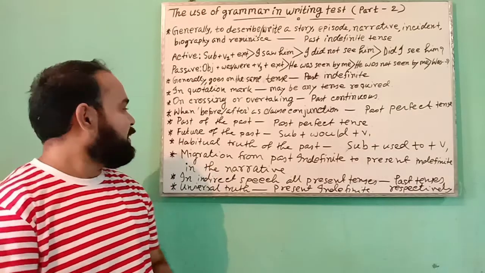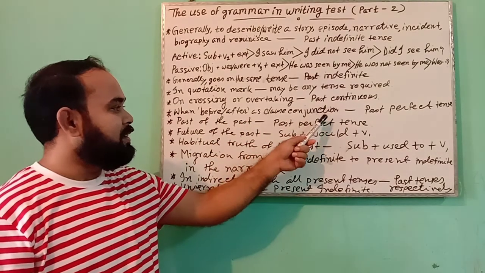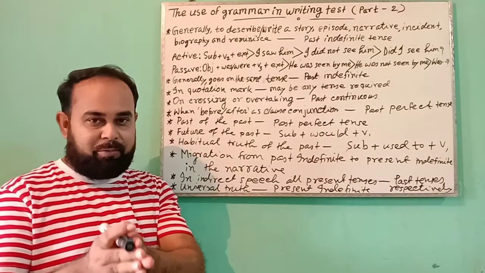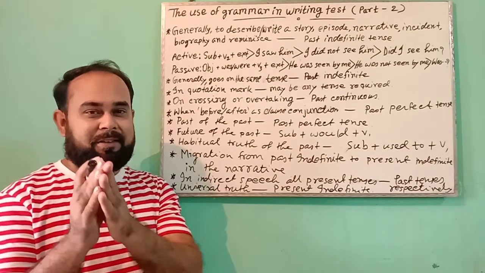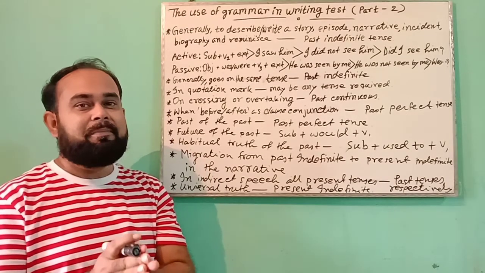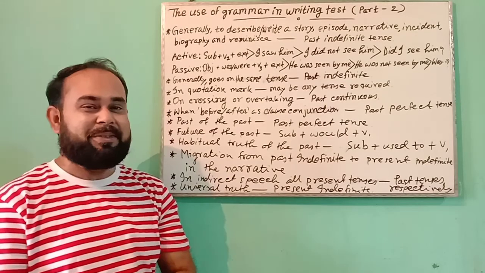Well, dear friends, then when, before or after as a close conjunction, tense must be past perfect tense. That means when we use after or before as the connecting conjunctions of a clause, then tense must be past perfect tense. Here you have to follow another rule also.